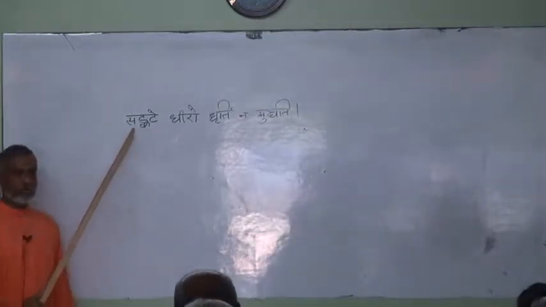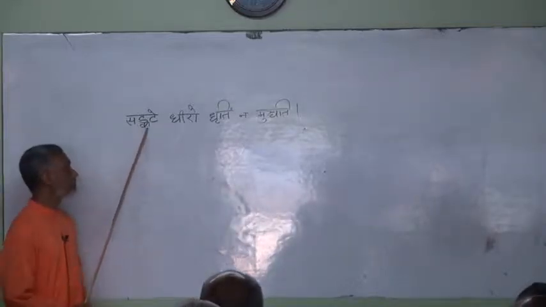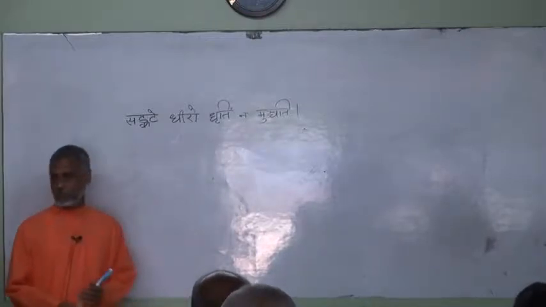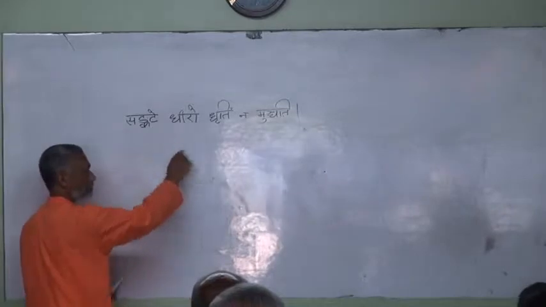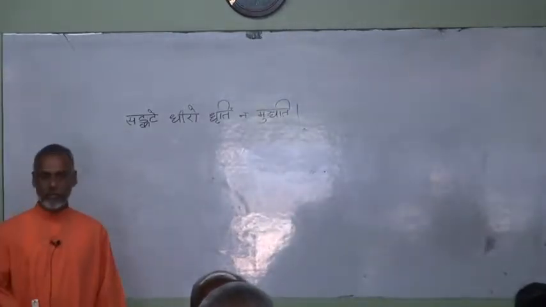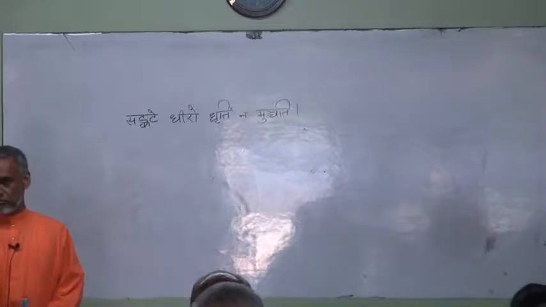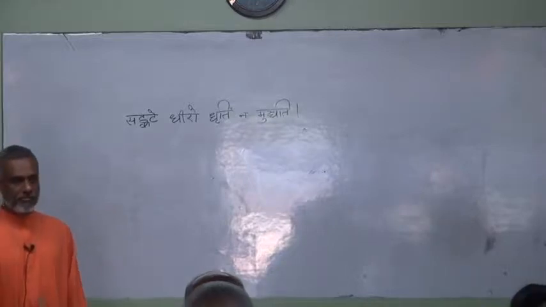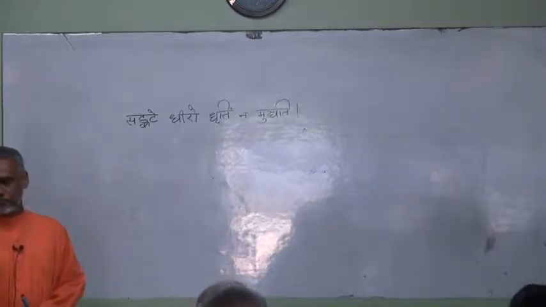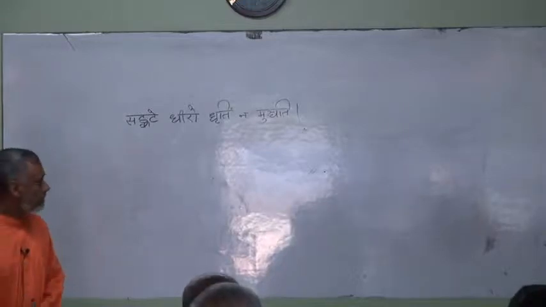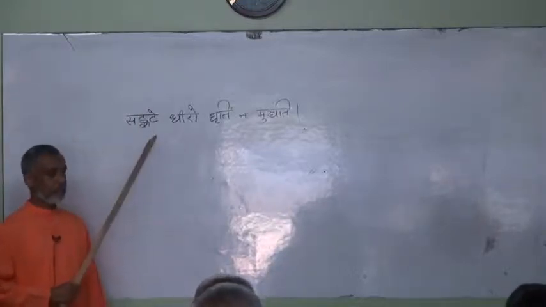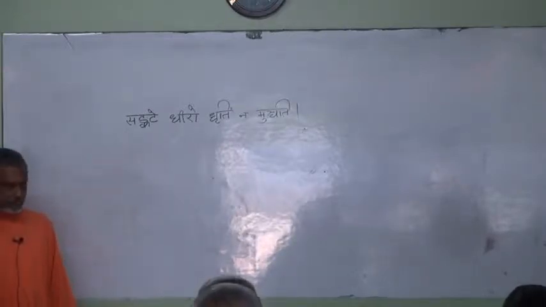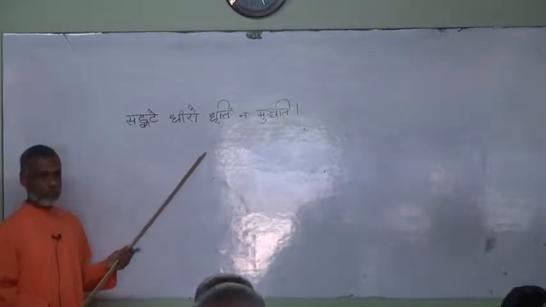Okay, now read it. This is number 2 now. Sankate, Dhiro, Dhritim, Namunchati. What you had here? Dhiraha? Well, you know how it became Dhiro because I gave you that. See the little list for Visarga Sandhi. Where is your list for Visarga Sandhi? You have your list?